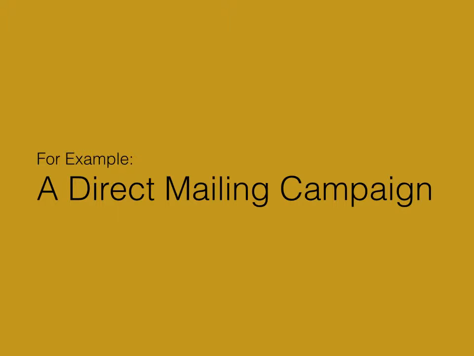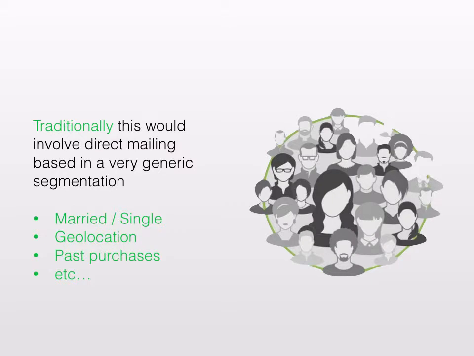So, for example, a direct mailing campaign, right, where I'm a store owner and I want to send via snail mail some sort of notification about sales I'm having, something that'll get you into the store so that you can buy product. So traditionally, this would be a direct mailing based on very generic segmentation. That person's coming to your store and they've entered in a little bit of information. You might know whether they're married or single, where they live, and the things that they've purchased. Very basic information like that.